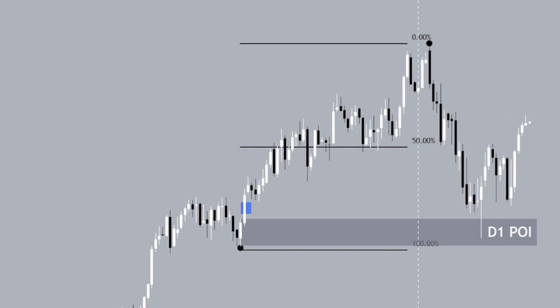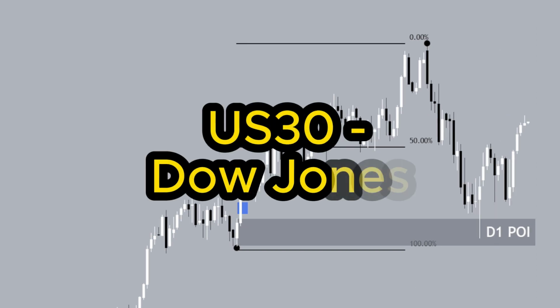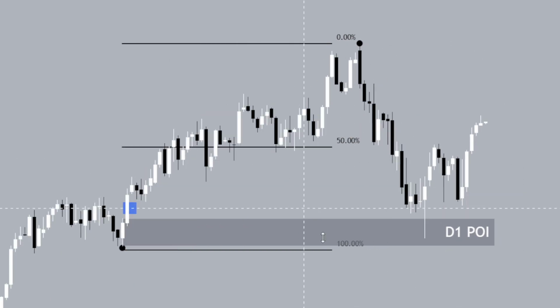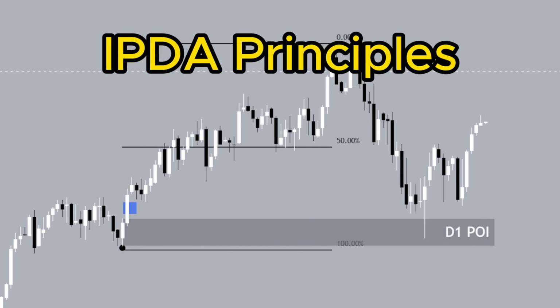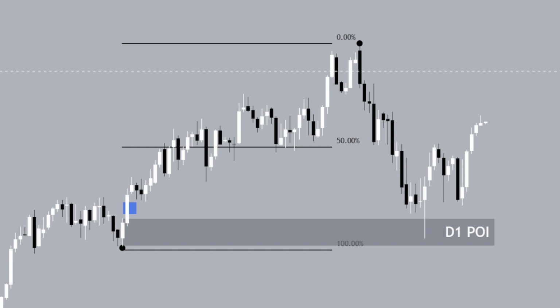Here we have the Dow Jones in front of us on the US 30 daily time frame, and we're going to be going over just a basic price action review as to how I'm looking at this market and where I think it's going to head to next.